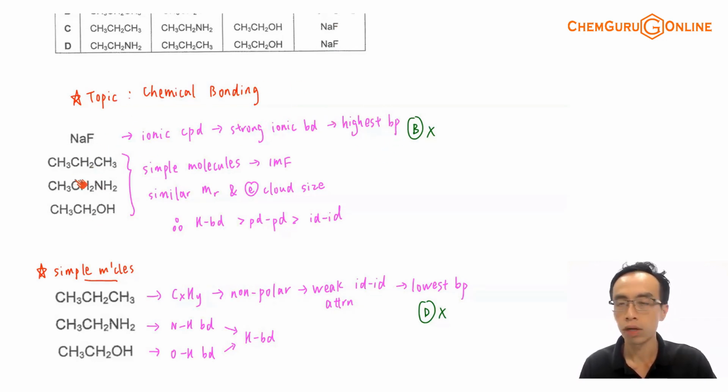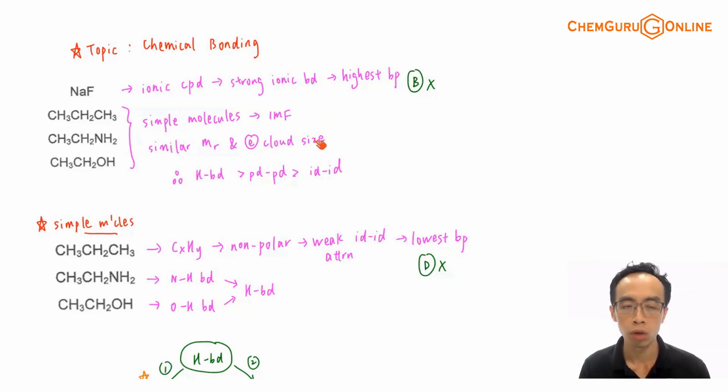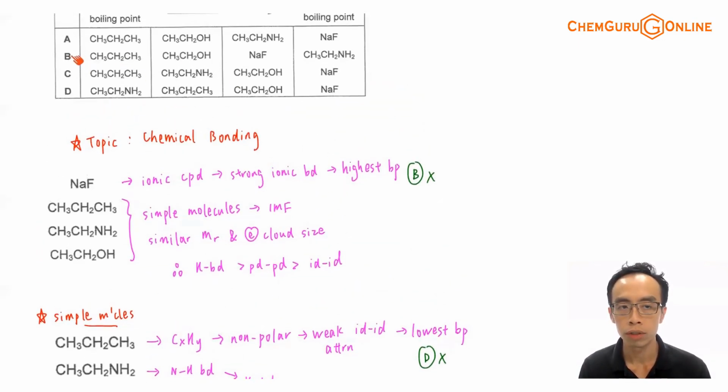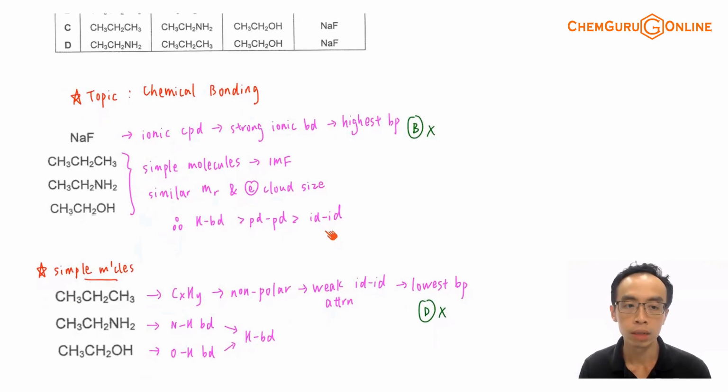Then involving the rest of the molecules, CH3CH2CH3, CH3CH2NH2, CH3CH2OH, all of them are simple molecules, and since they're simple molecules, we will expect weak forces of attraction between the molecules. We will expect the boiling point to be significantly lower, and in this case, we will be able to eliminate option B, where sodium fluoride is not the highest boiling point. So B, in this case, will be eliminated.